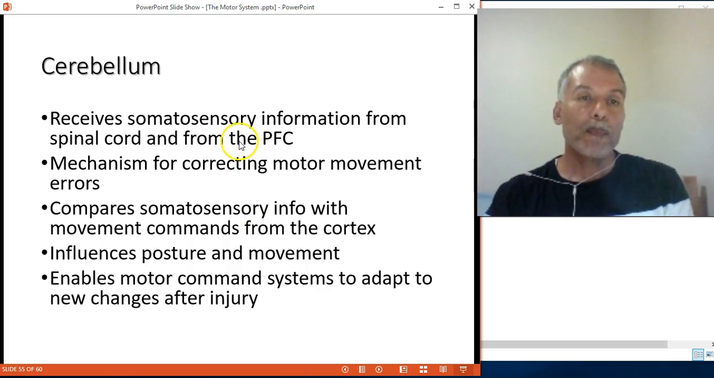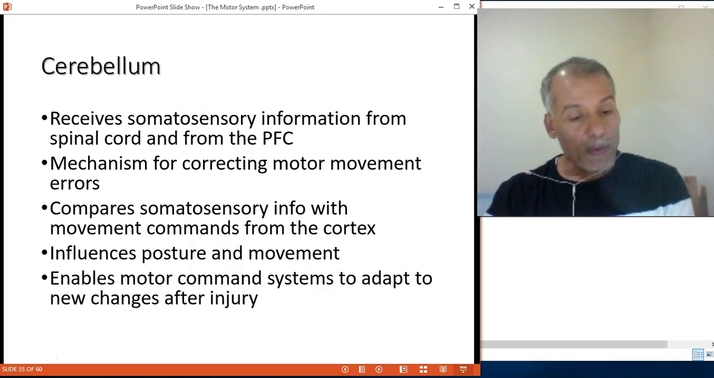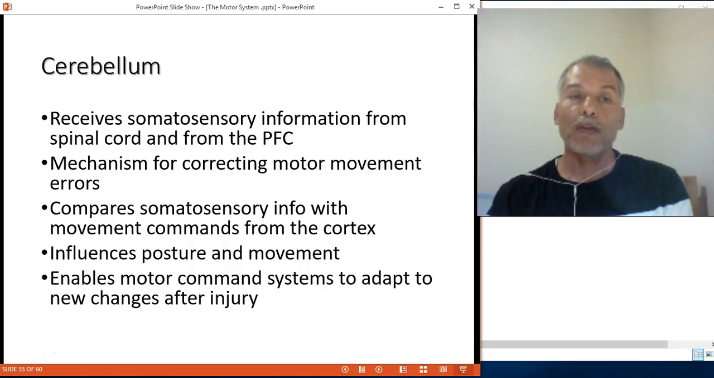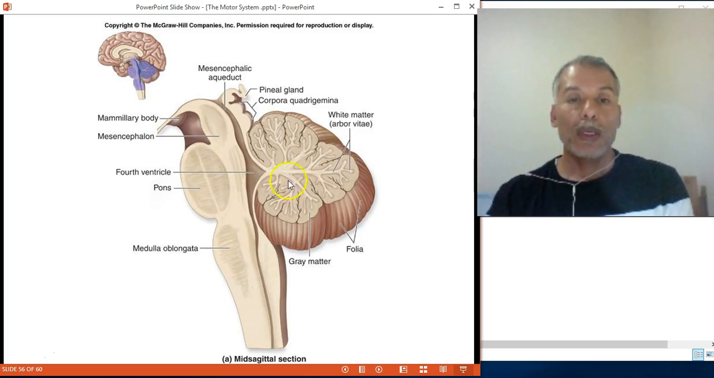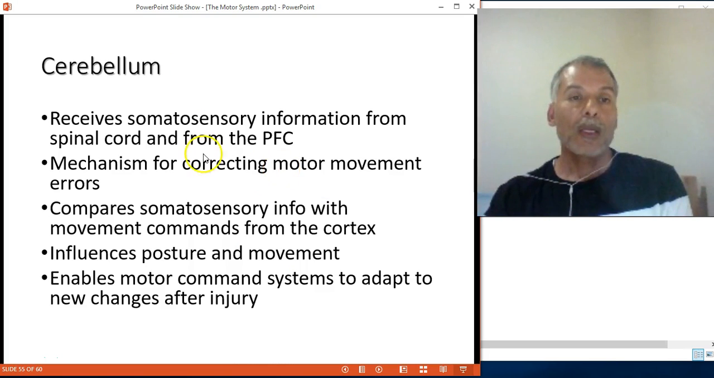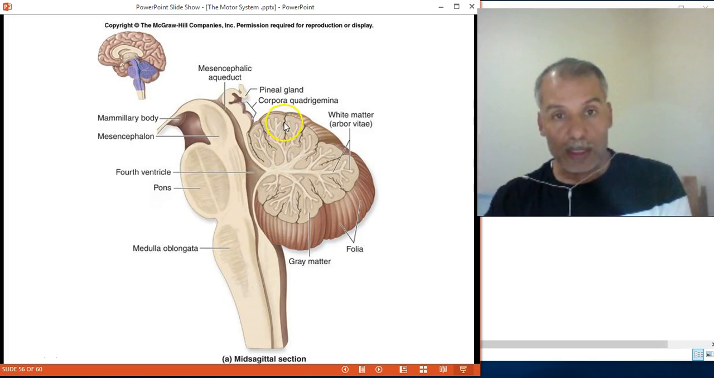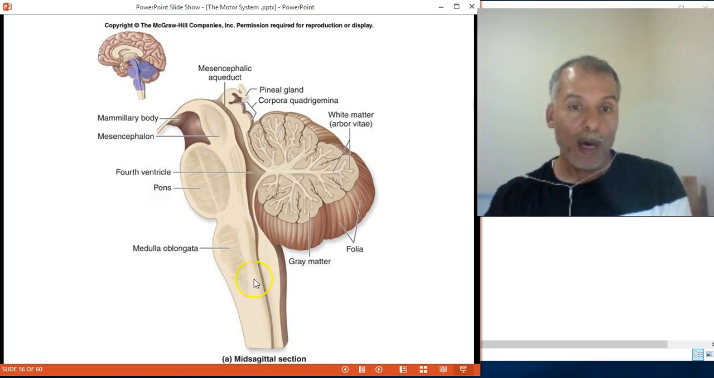So the cerebellum itself, while discussing the cerebellum as part of coordination, refinement, and fine motor control: it lies inferior to the occipital lobe, and it is basically like a little brain on its own. It receives somatosensory information from the spinal cord and from the prefrontal cortex. Again, somatosensory, sensory. It doesn't move. So it gets information from the spinal cord coming from your arms, your legs, and your body.